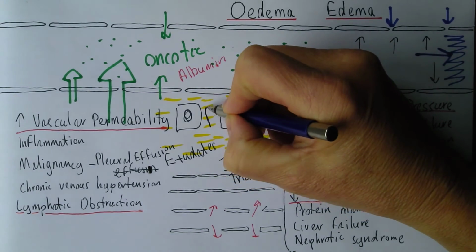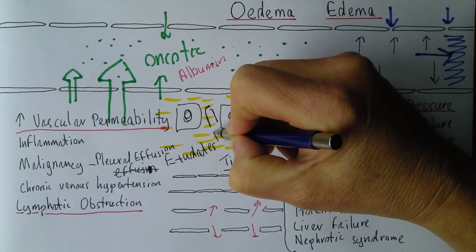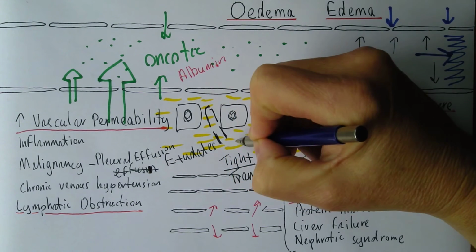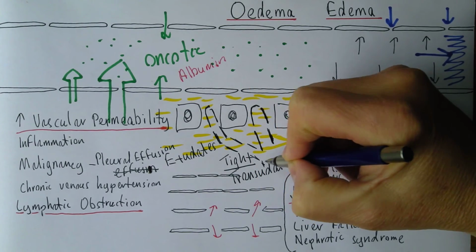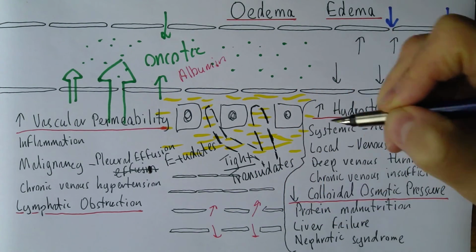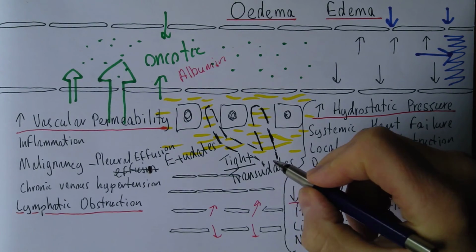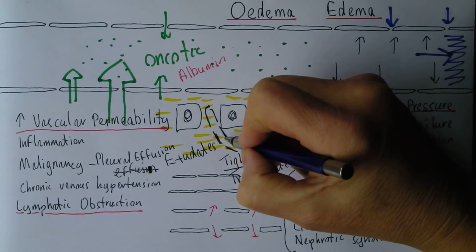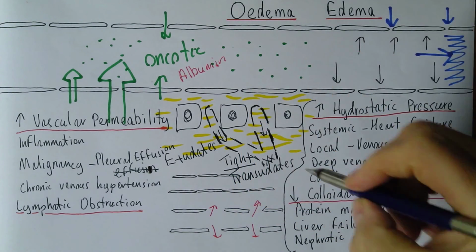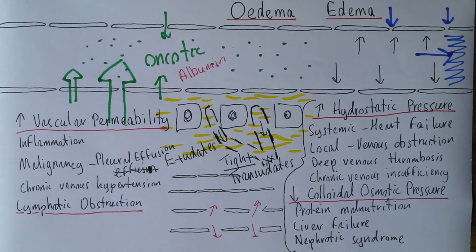So we have these blind-ended lymphatic capillaries, and they'll join up, forming larger lymphatic vessels, draining the lymphatic fluid away. Now, if these are blocked downstream, then again the fluid can't get away. So you're going to get more fluid left in the tissue spaces.